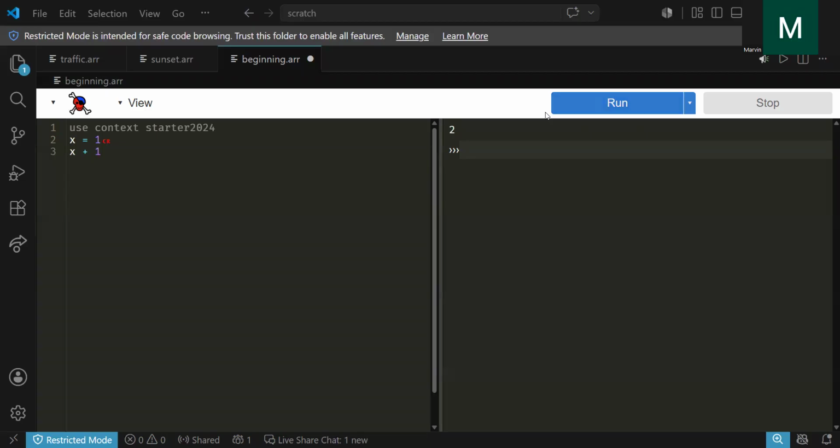So this is variable substitution. It's the idea that when it sees x, it sees 1, because that's what we defined x as. Yeah, it's very good.